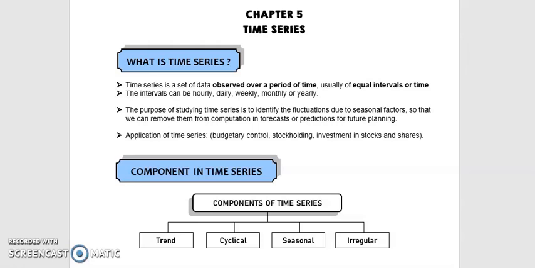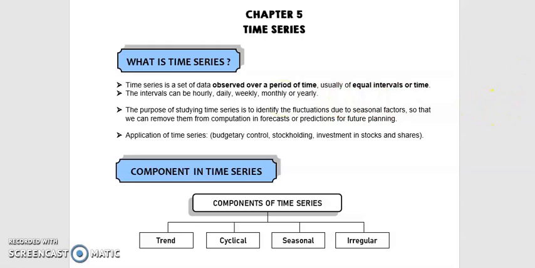Okay, in this video, we're going to start with chapter 5, which is time series. Let's look at a brief introduction on what is time series. Time series is a set of data observed over a period of time, usually of equal intervals of time. So what is meant by equal intervals of time? The interval can be hourly, daily, weekly, monthly, or yearly data.